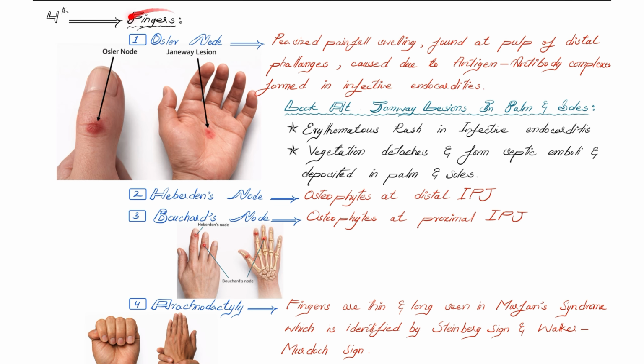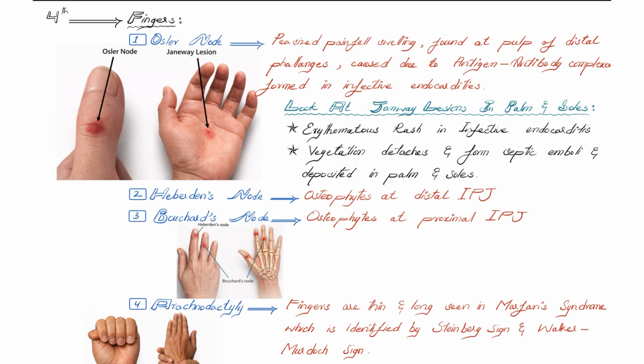Let's turn focus towards Osler's node. Osler's node is a pea-sized painful swelling which is found at the pulp of the distal phalanges and is caused by deposition of antigen-antibody complexes which are formed during infective endocarditis. In fact, it is one of the criteria of the modified Duke criteria for diagnosis of infective endocarditis.